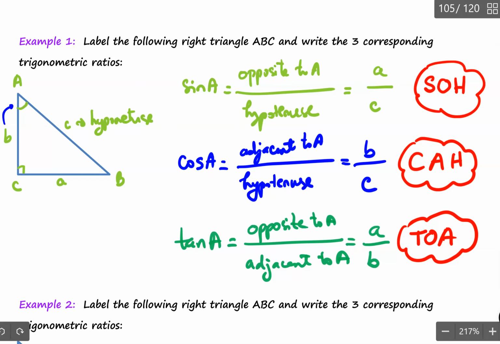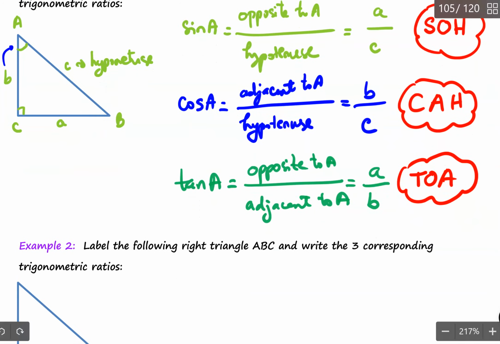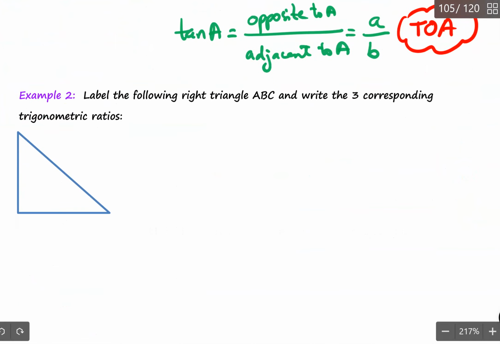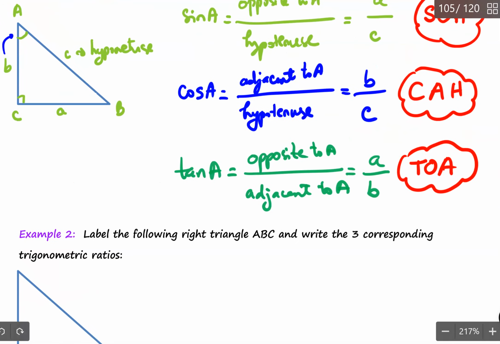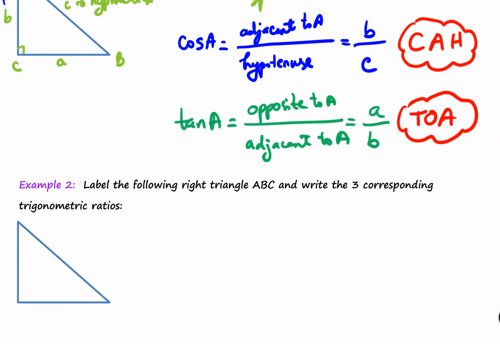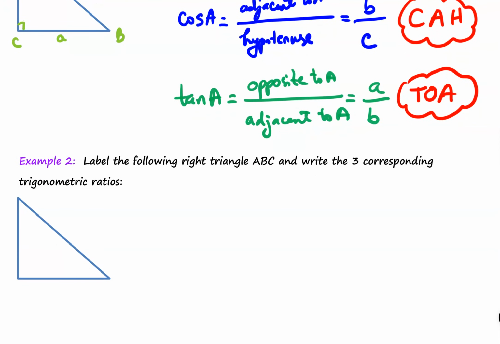Okay, so let's move on to example number 2. In this example number 2, I will label my triangle again the same as the previous example, but I will work with the angle B. So I will label it as A, B, C. Again, this is small letter c, small letter a, and small letter b.